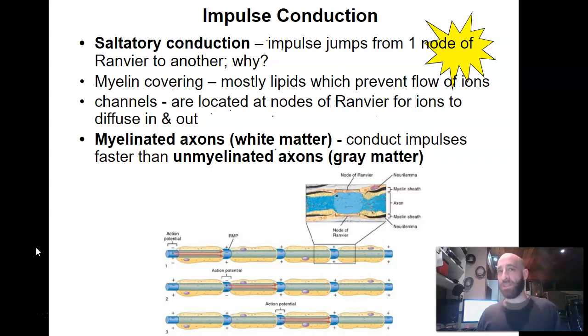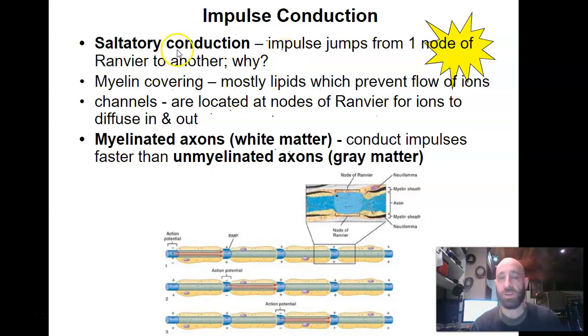I also mentioned these gaps in the myelin called the nodes of Ranvier, and I said this is how the neuron is able to send the impulse so quickly. Well, what I'm going to do today is explain why. Why is that the case? So let's get started. What is saltatory conduction?